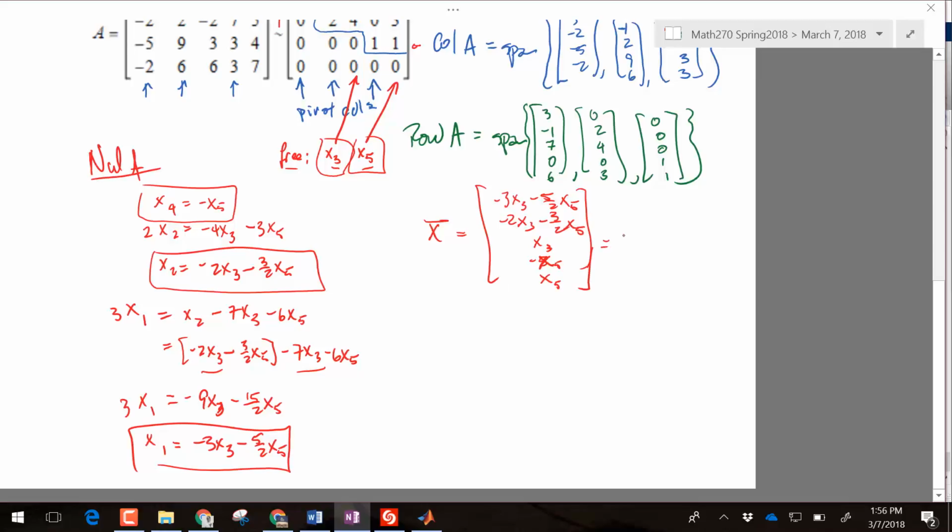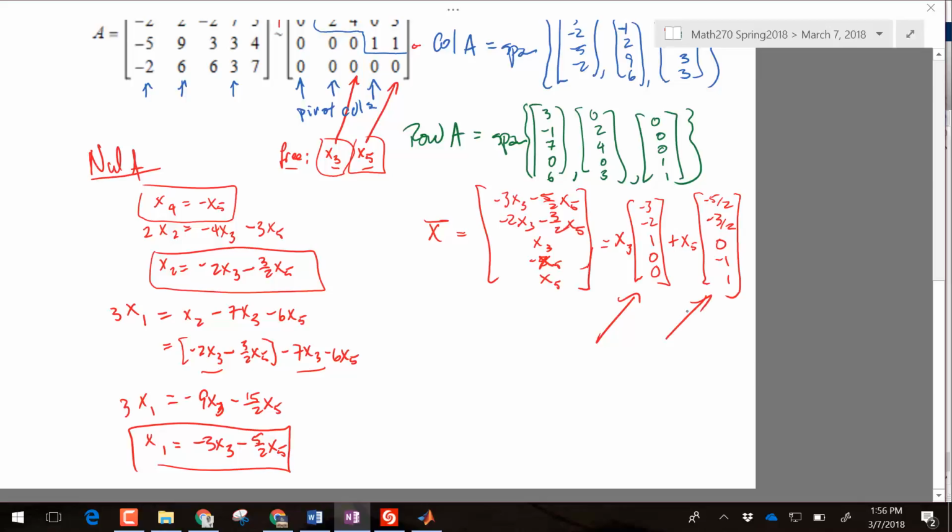So now you split them up. With x3 is negative 3, negative 2, 1, 0, 0. And then x5 will have negative 5 over 2, negative 3 over 2, 0, negative 1, 1. So the halves here, you can multiply this whole thing by 2, because since x5 is free, you can let it be anything you want. So you can imagine scaling it if you want nicer numbers without having to deal with fractions.